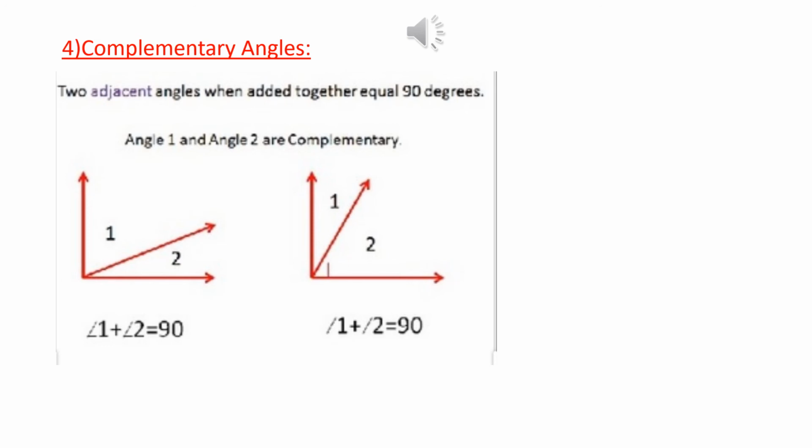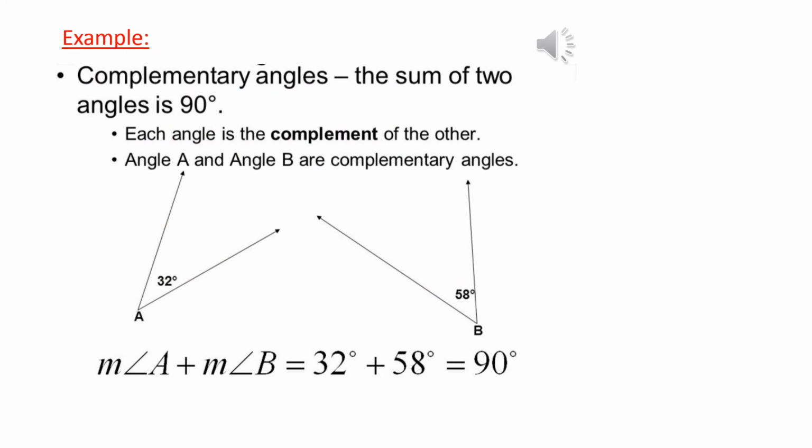The same for the second figure. Angle 1 plus angle 2 equals 90. Then these two angles are adjacent complementary. Example, complementary angles: the sum of two angles is 90. Each angle is the complement of the other.